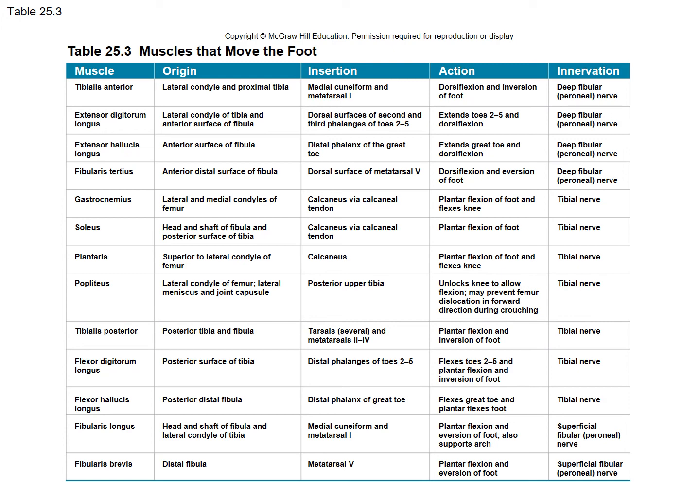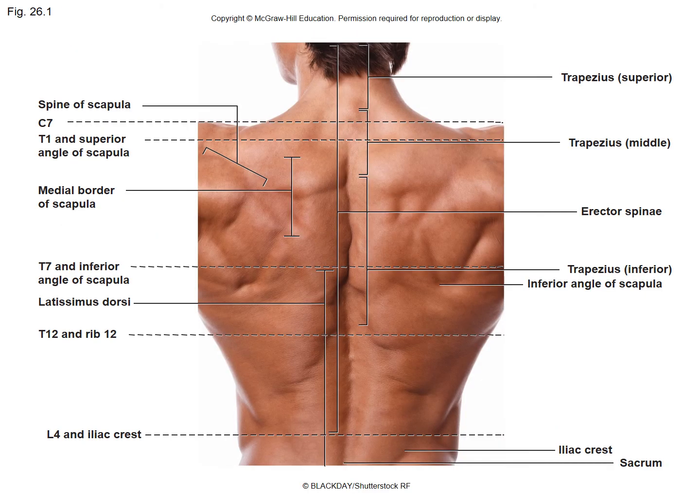Okay, just few. Tibialis anterior. Origin will be the lateral condyle and proximal tibia. Insertion will be the medial cuneiform and metatarsal one. Action will be the dorsiflexion and inversion of the foot.